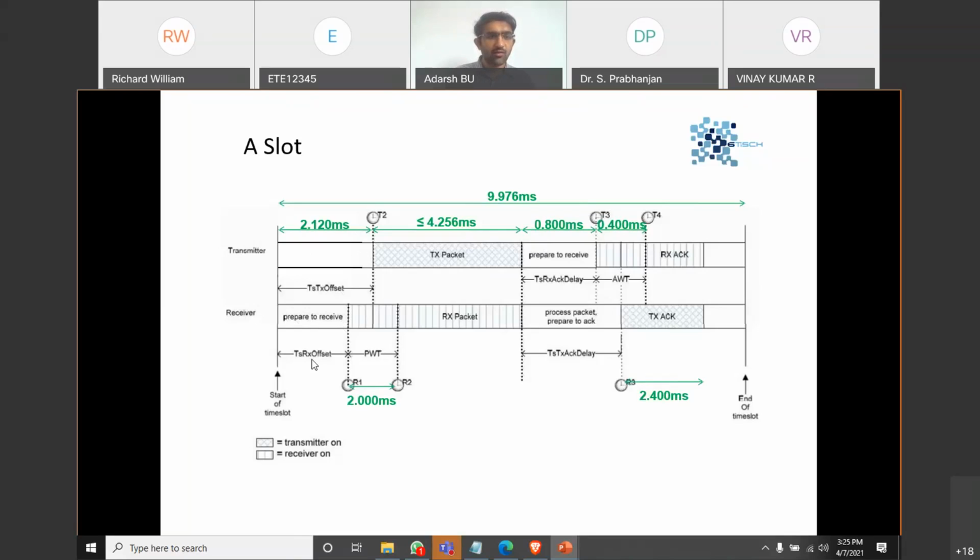This is called the TsRxOffset time. Then the packet is transmitted, with a duration of about 4.256 milliseconds. The receiver has to receive the packet in the meantime, and once reception is done, there is a specific acknowledgement. If a NACK has to be transmitted, it has to be sent in the duration of 0.800 milliseconds or 0.400 milliseconds, called timeslot 3 and timeslot 4. You can see here T2, T3, and T4. These are the different slots. In a single 9.976 millisecond slot, the complete transmission and reception of the packet has to be completed on a specific frequency.